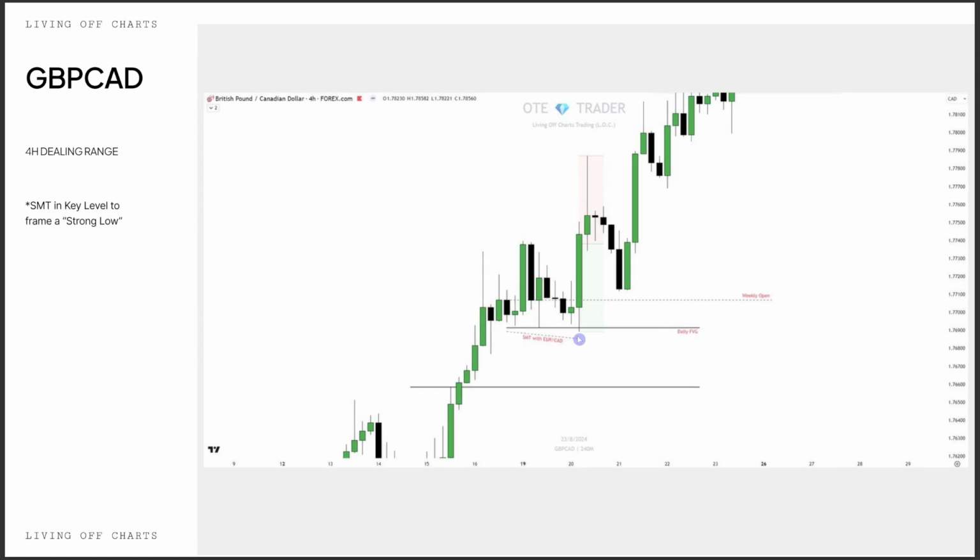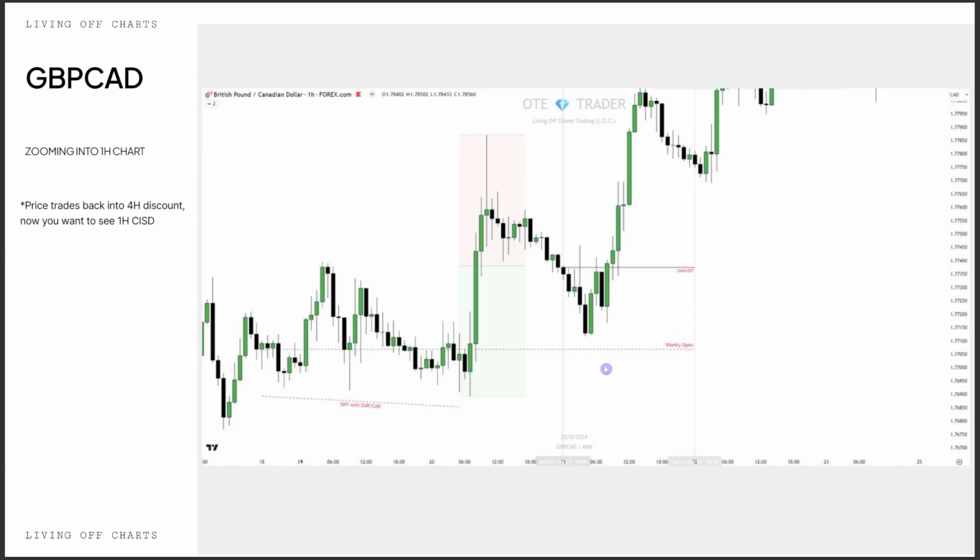Now, what makes this low strong? SMT, right? You never want to sleep on SMT. SMT confirms a high probable smart money reversal or strong lows or strong highs. So make sure you have that as well in a key level.